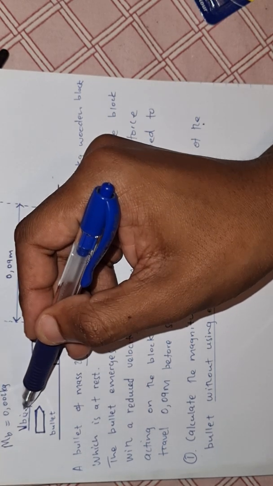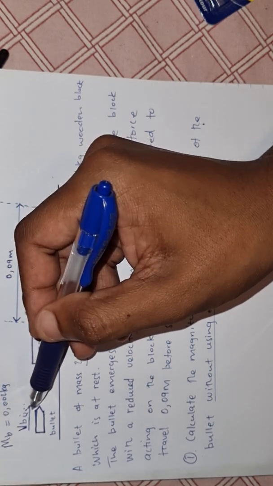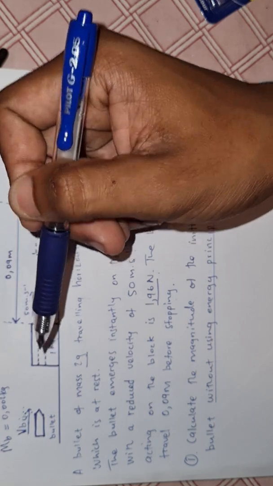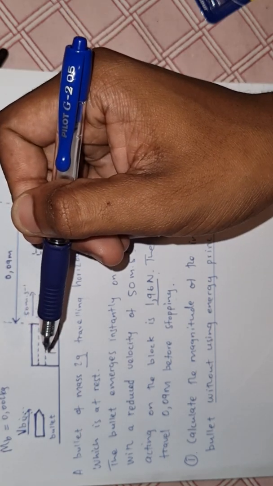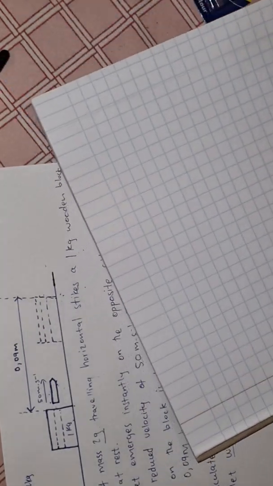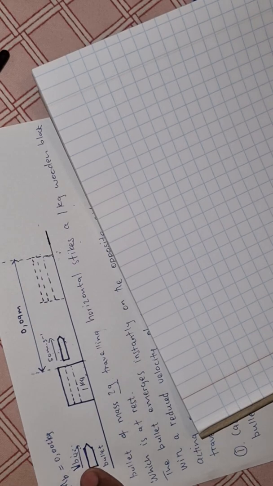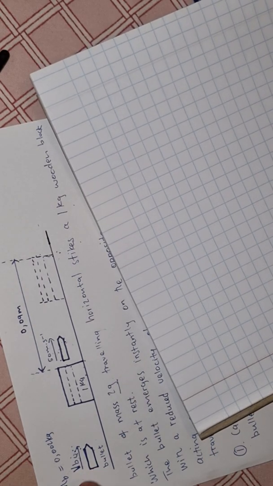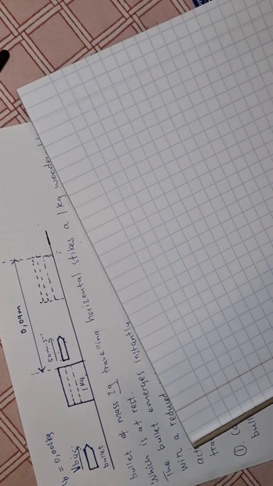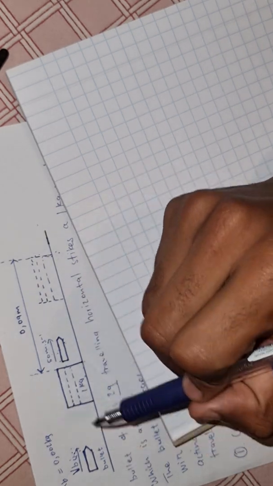We are looking for the velocity of the bullet before it strikes the block. Okay, that's what you're looking for. Now let us do the calculations. How are we going to calculate the initial velocity of the bullet? Before we do that, like I said, we are given the mass of these two objects.